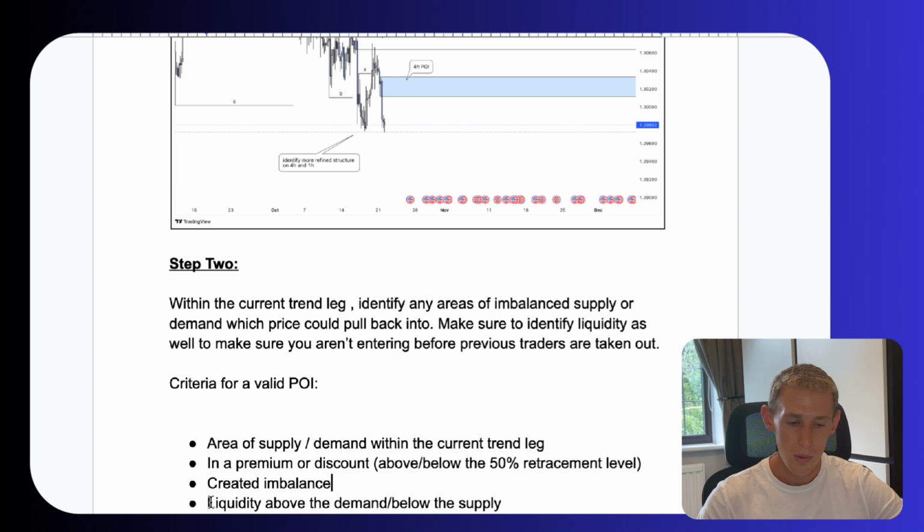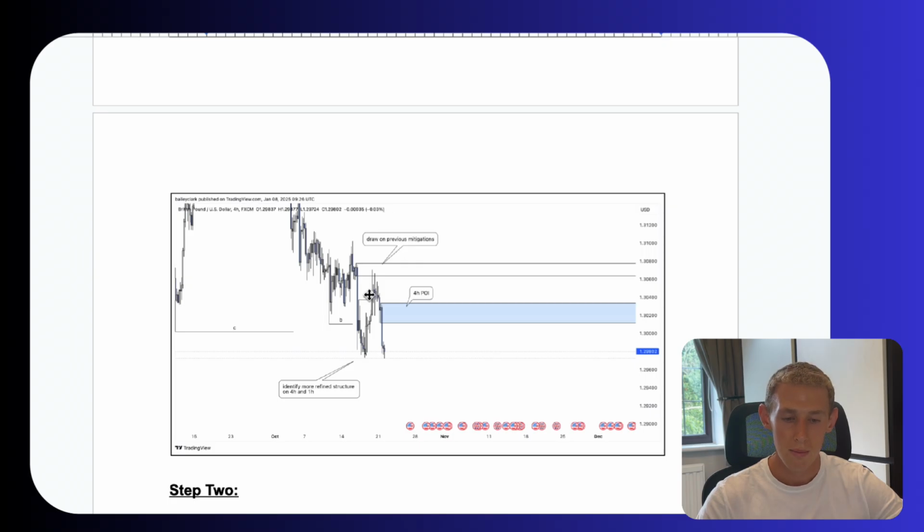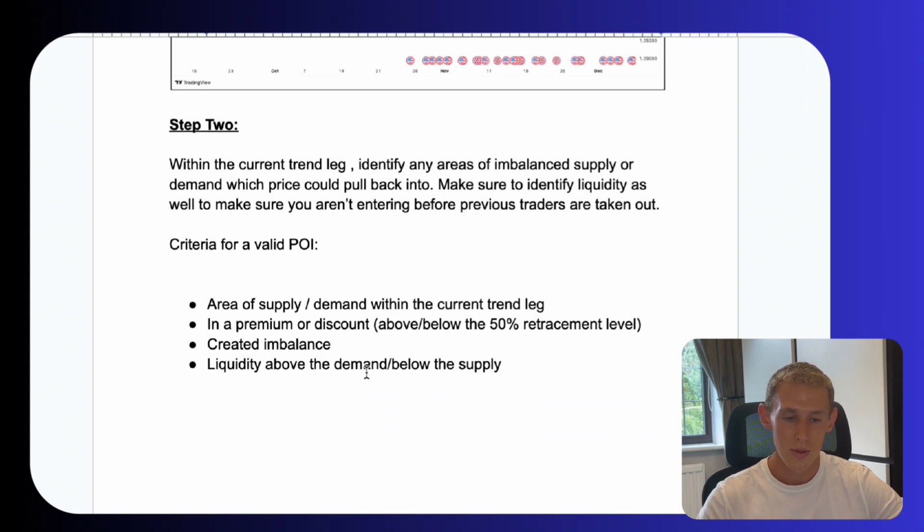Now, the other confluence and criteria that I have to validate one of these areas is that we need to see some liquidity being swept into them. So for example, in this case right here, you can see these previous highs were taken out into that area of supply. And obviously it'd be the opposite case for buys. We would need to see some previous lows taken out. And that is very simply it.